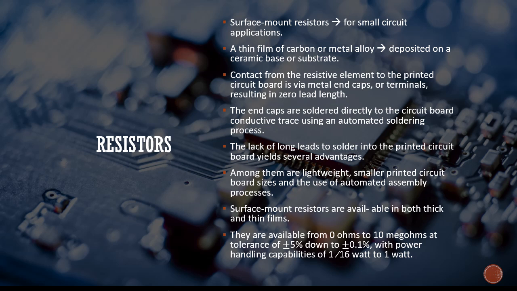Surface mount resistors are ideal for small circuit applications. A thin film of carbon or metal alloy is deposited on a ceramic base or substrate. Contact from the resistive element to the printed circuit board is via metal end caps, or terminals, resulting in zero lead length. In application, these end caps are soldered directly to the circuit board conductive trace using an automated soldering process. The lack of long leads to solder into the printed circuit board yields several advantages. Among them are lightweight, smaller printed circuit board sizes and the use of automated assembly processes.